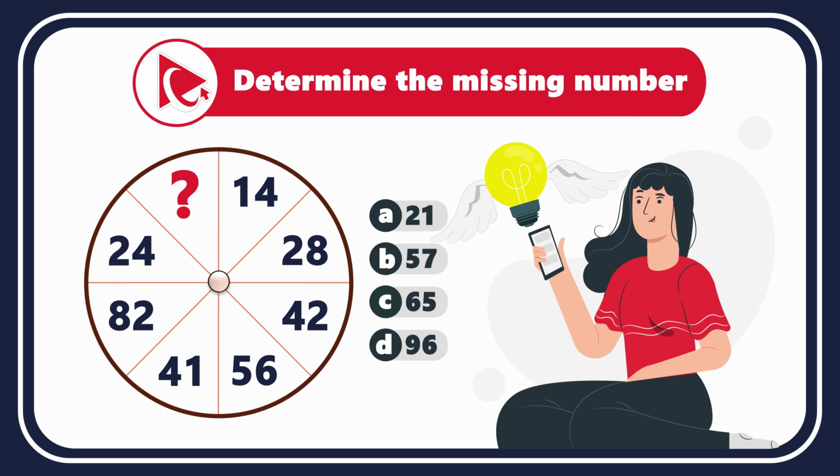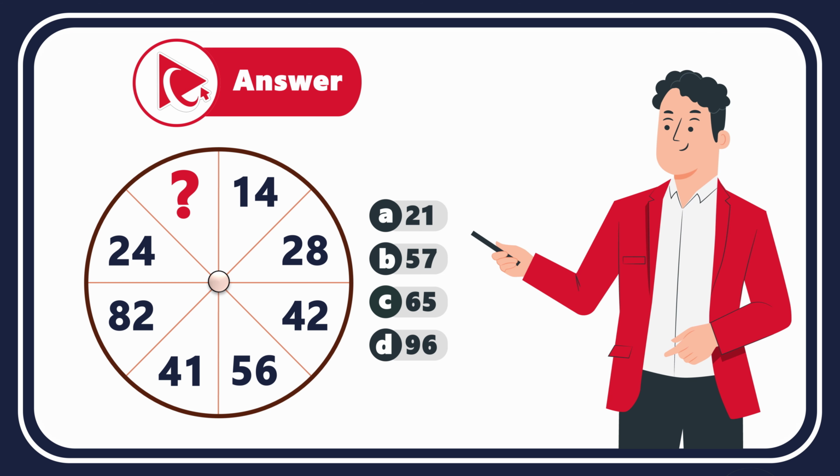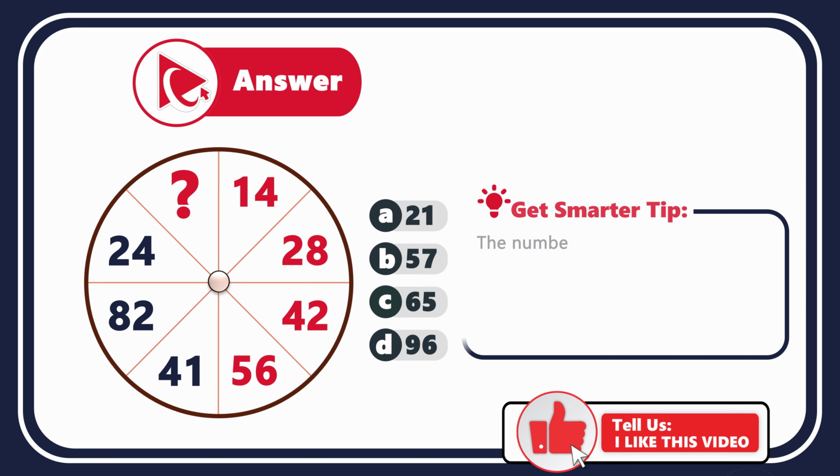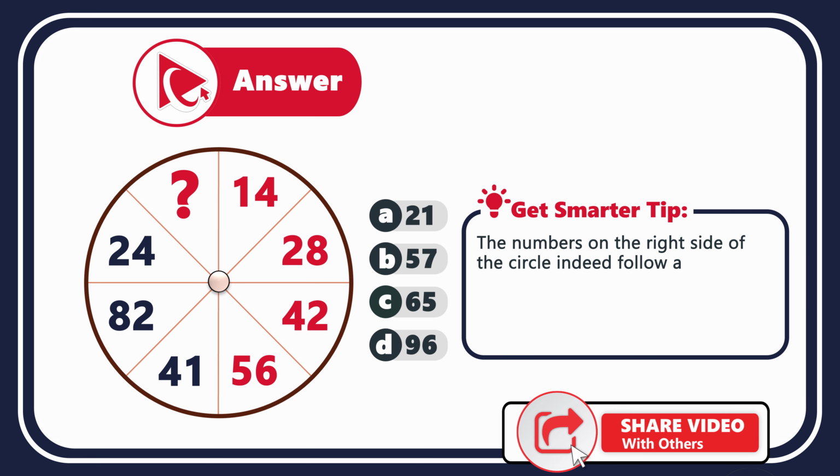And if your brilliant approach is better or more efficient, don't hesitate to let us know in comments. Remember I told you that this question is tricky. Let's look in detail why the answer is not obvious. Let's look at the numbers 14, 28, 42, and 56. As you can see, they all increase by 14.